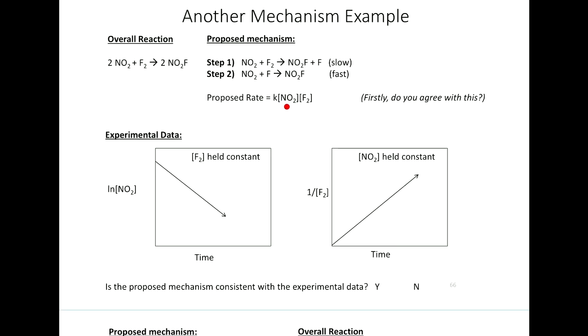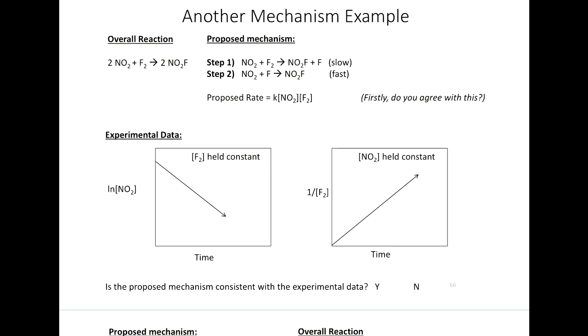First, so I gave you the proposed rate law. Do you agree with this? Yes, because the slow step is the rate determining step. It's first order in NO2, first order in F2. Okay, great. Here's the experimental data. Remember, this is the graphical method.